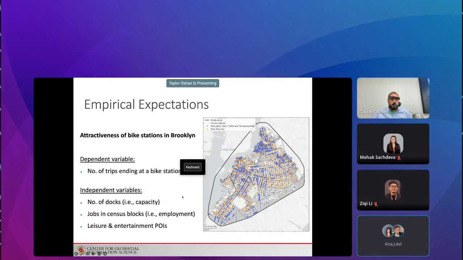Then we've also got census blocks where we have some information about the number of jobs. So we look at these three variables: the number of jobs, the capacity at docks at the stations themselves, and the points of interest. And we would expect each of those to increase the number of values, or be related to the number of trips that end at each station. So that's the dependent variable of interest here.